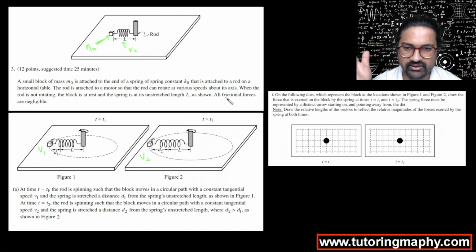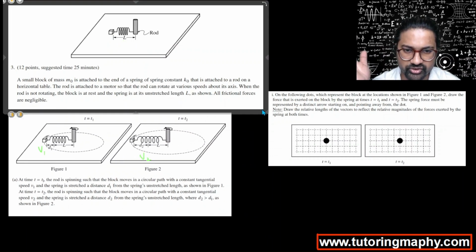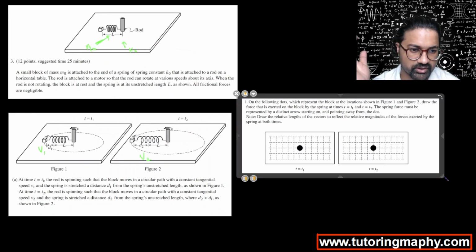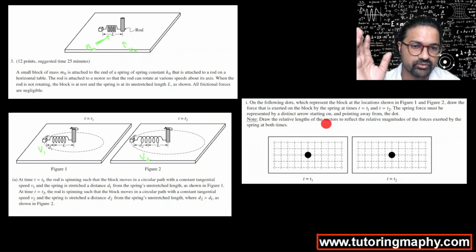So the question one says, I'll just try to zoom this in since we are through with these two images. Let me zoom this size a little bit. Now they are saying that on the following dots, which represent the block at the location shown in figures 1 and 2, draw the force that is exerted on the block by the spring at the time T1 and T2. The spring force must be represented by a distinct arrow starting on and pointing away from the dot.